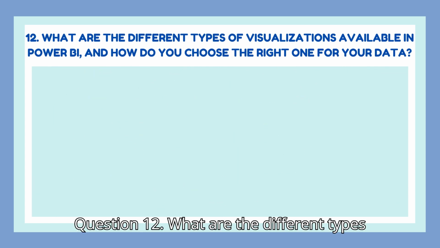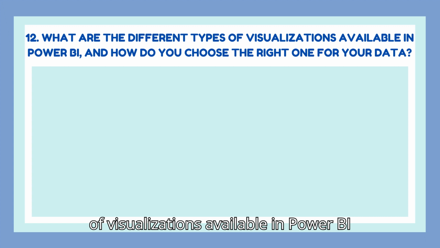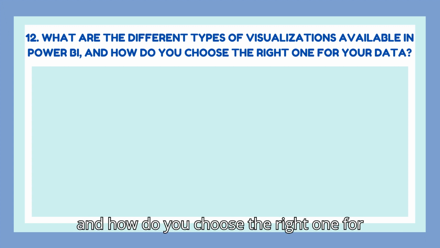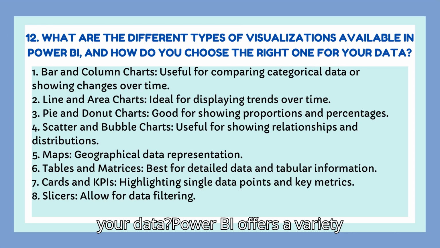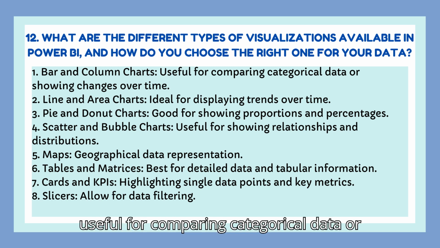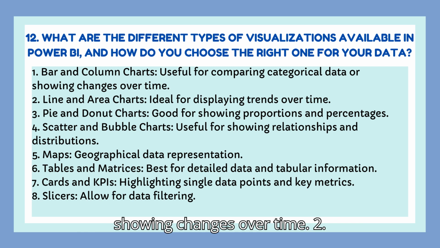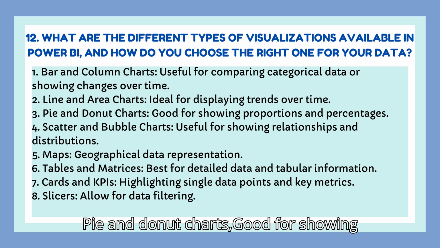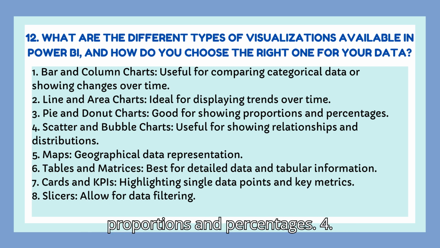Question 12. What are the different types of visualizations available in Power BI, and how do you choose the right one for your data? Power BI offers a variety of visualizations, including 1. Bar and column charts, useful for comparing categorical data or showing changes over time. 2. Line and area charts, ideal for displaying trends over time. 3. Pie and donut charts, good for showing proportions and percentages. 4. Scatter and bubble charts, useful for showing relationships and distributions.